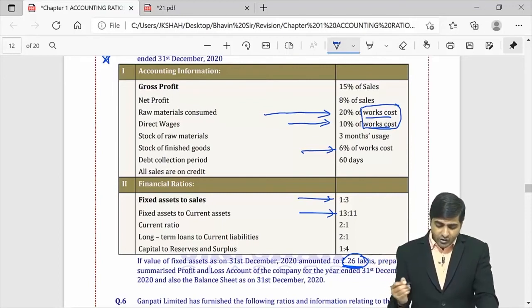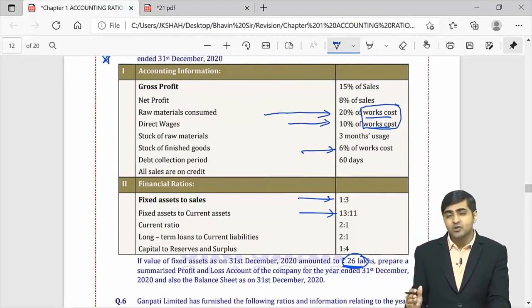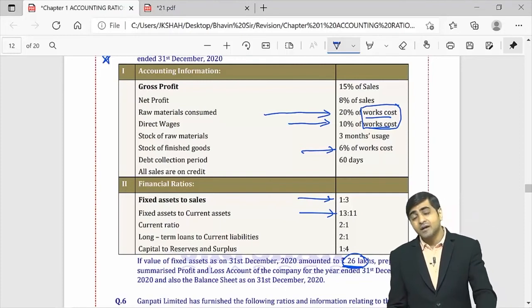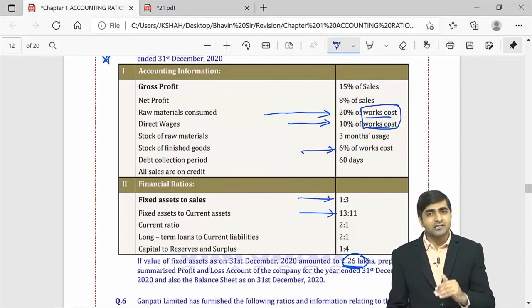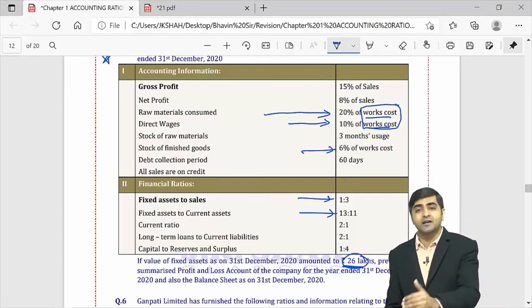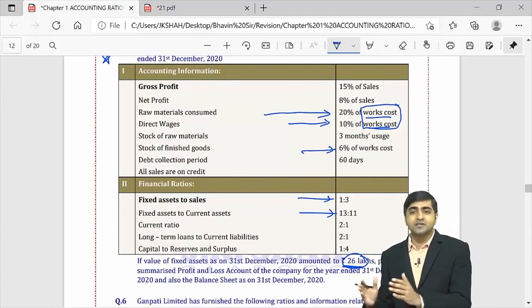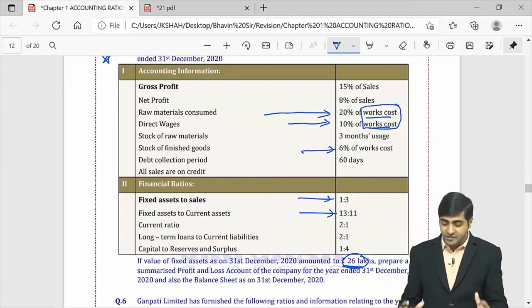Similarly, when we are talking about your raw material stock, that will also be forming part of your current assets, but it will not be forming part of your trading account, because there we are going to write down raw material consumed, which will be opening plus purchase less closing. So that's going to be your comprehensive figure.